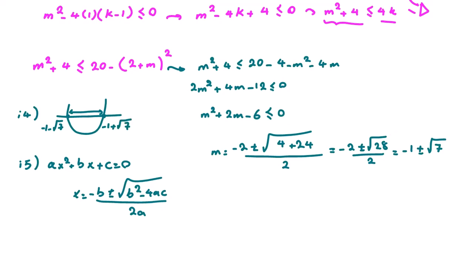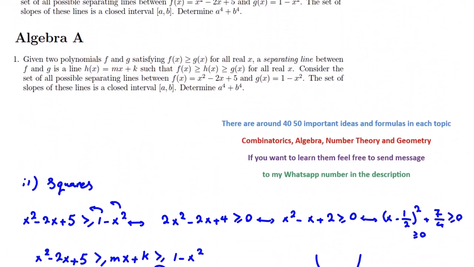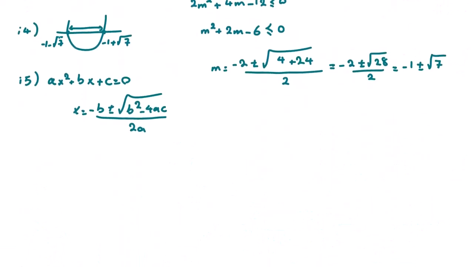Okay, so the interval is (A, B), where A equals negative 1 minus root 7 and B equals negative 1 plus root 7. And then the problem says to find A to the 4th plus B to the 4th.